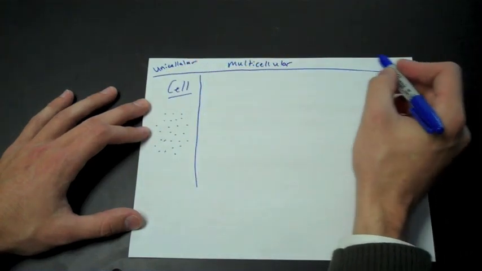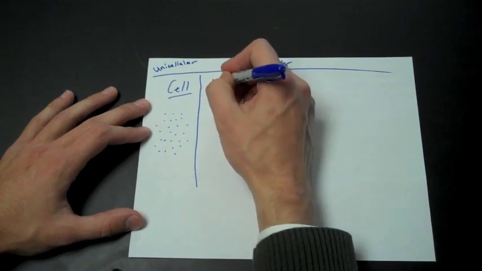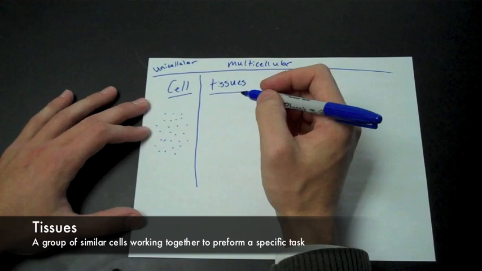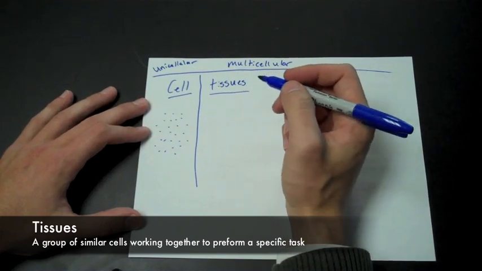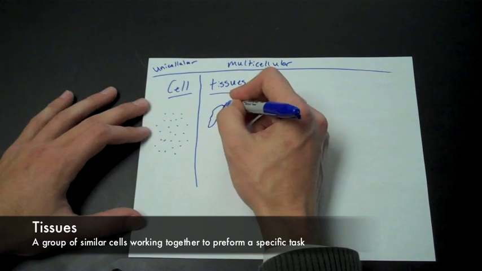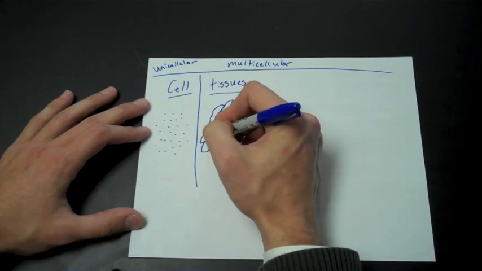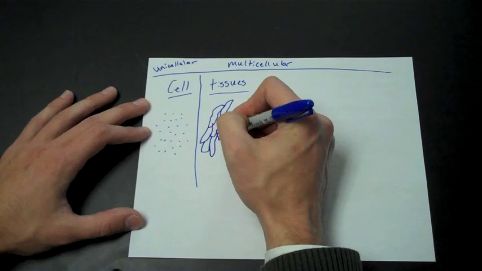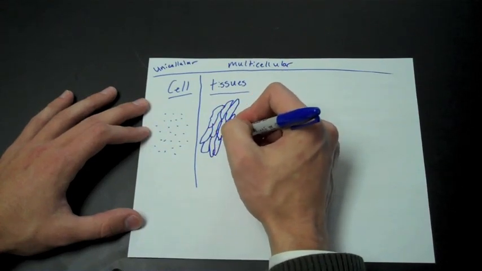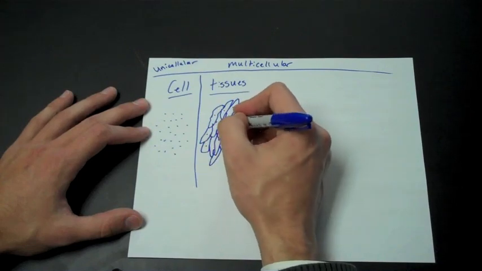Now, in multicellular organisms, cells work together to form tissues. Tissues are a group of cells that work together to perform a specific function in the body. Now if we take a look at these, we'll say that these are cells of the stomach. Now, as you can see, all the cells work together. They're very similar in size and shape, and each one has a nucleus.